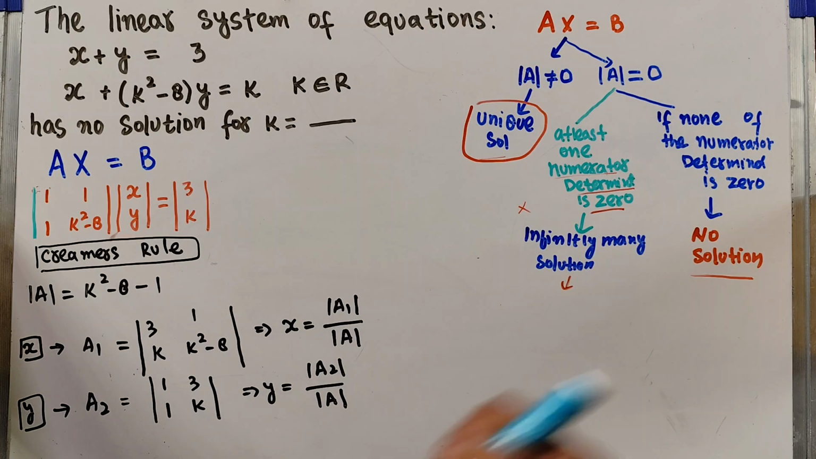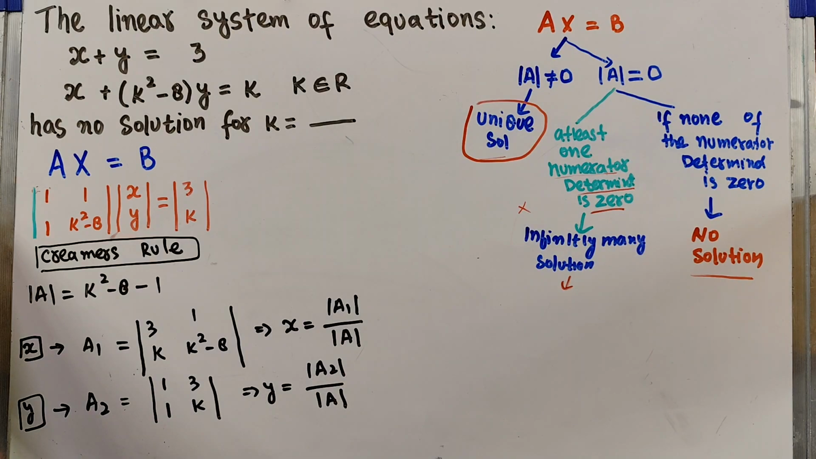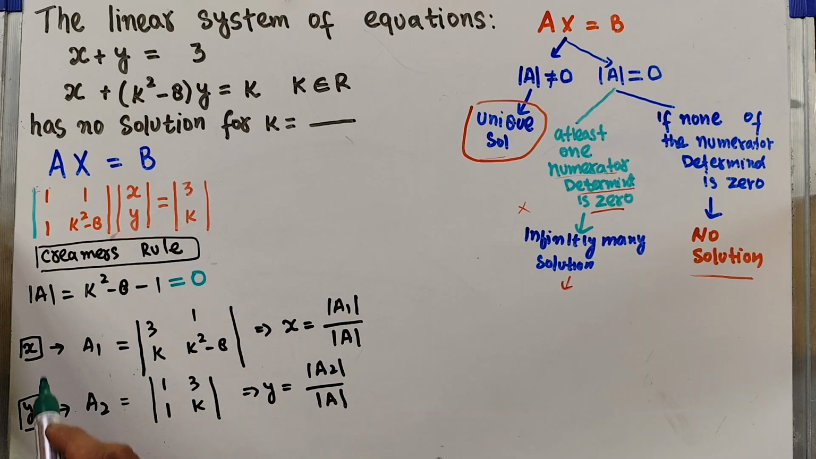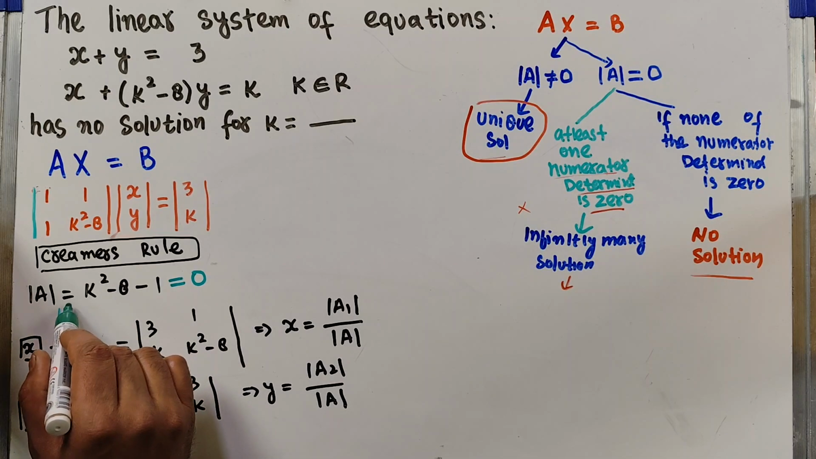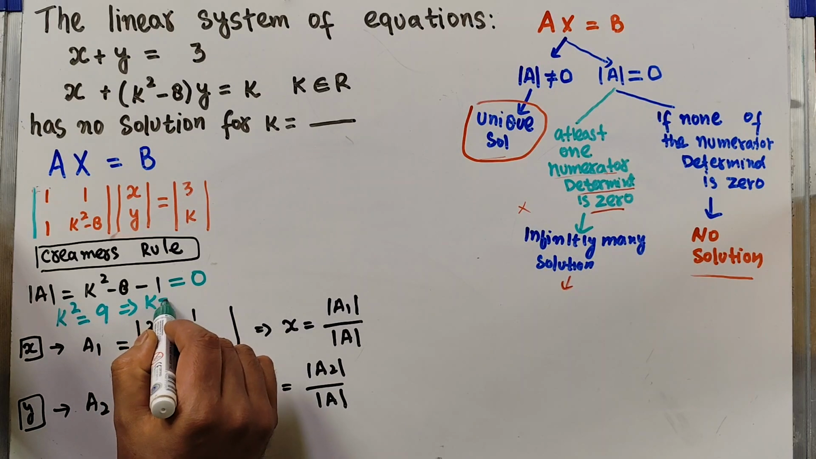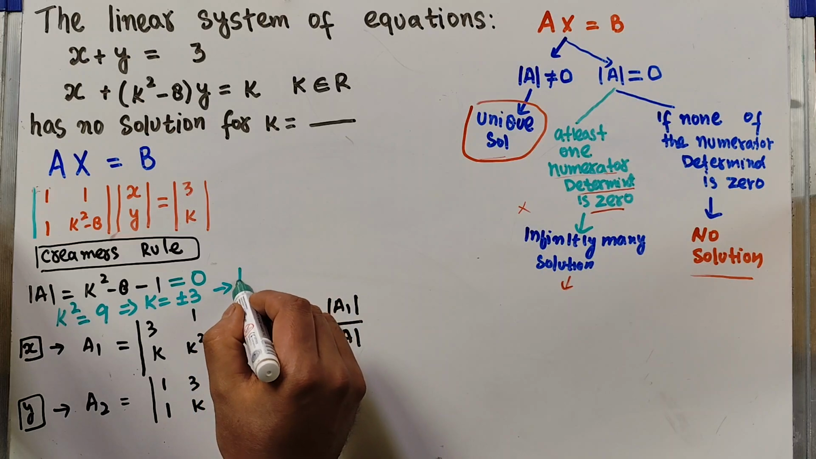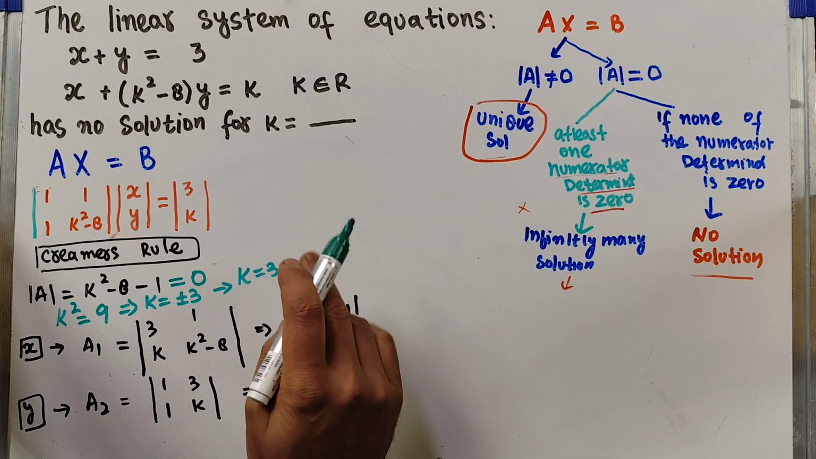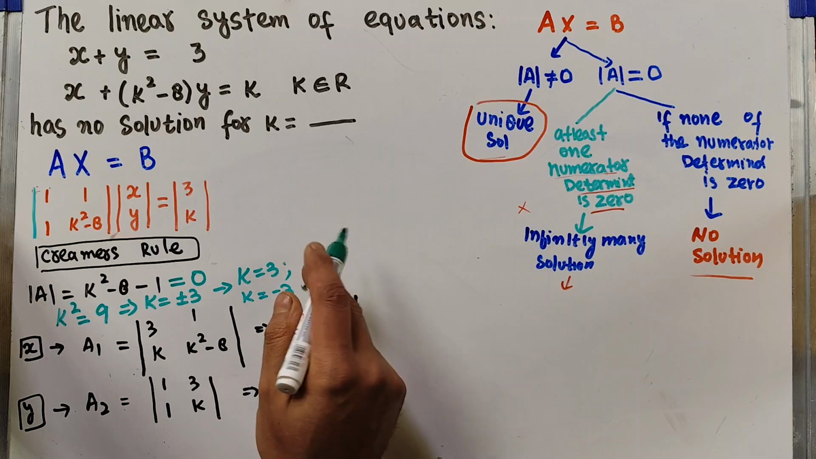First thing is the determinant should be equal to 0, so we set the determinant of the coefficient matrix equal to 0. When it is equal to 0, then what happens? So we have k square equal to 9, which implies k is equal to plus minus 3. Again we get two values for k: k is either 3 or k is equal to minus 3.